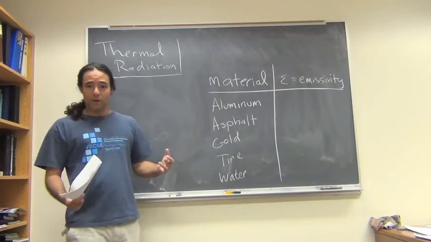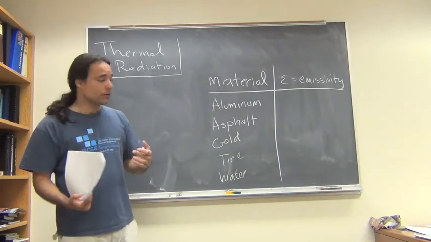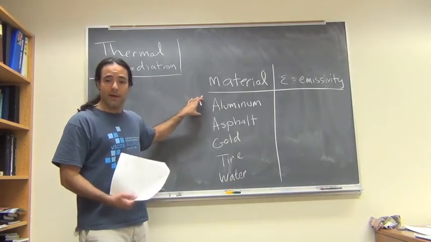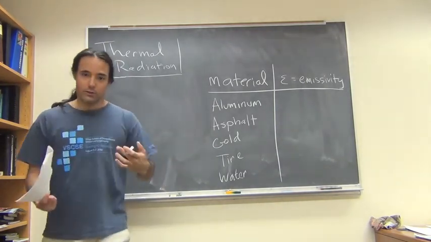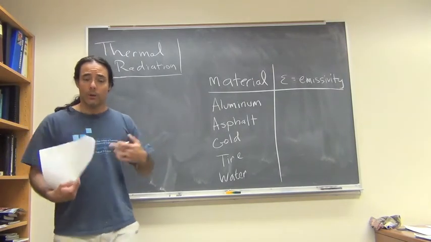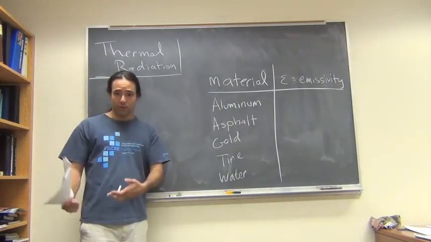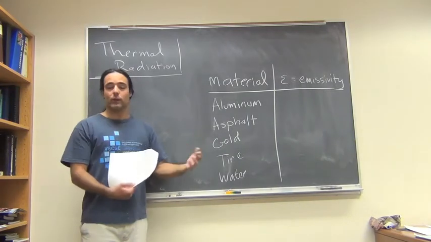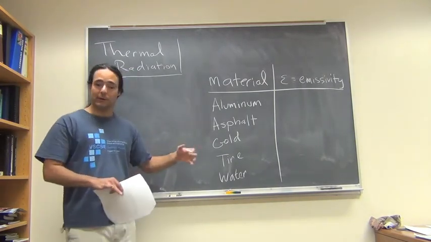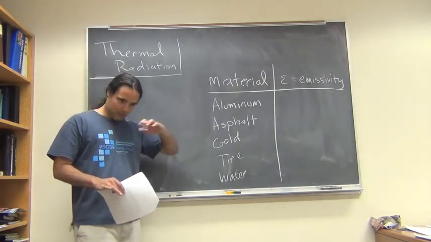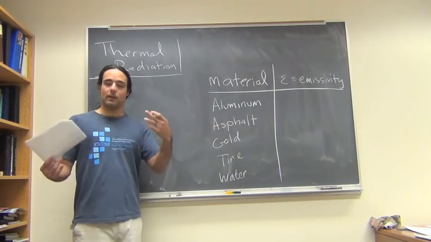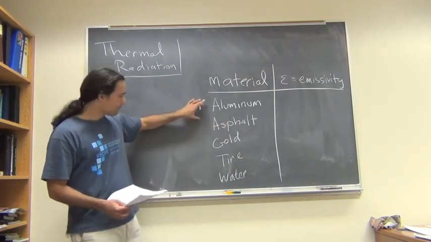Now, to give you a rough idea of how emissivity works, I've looked up some values, and we'll test your intuition for this. We can do this with any material properties. We can do it with thermal conductivity. We can do it with any material property. You just go online, look up emissivity of asphalt, or whatever it happens to be. You'll get a number for that.